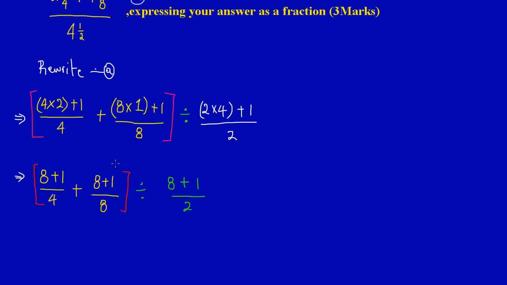Now this is pretty neat. All I can do here is just simplify and add, and then I divide. So again, 8 plus 1 will give me 9 over 4. So here I would have a 9 over 4 being added to 8 plus 1, I would have a 9 over 8. And again I'm just going to put that in my red brackets.